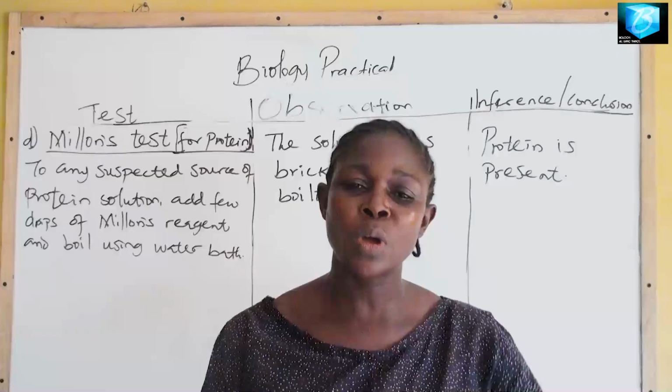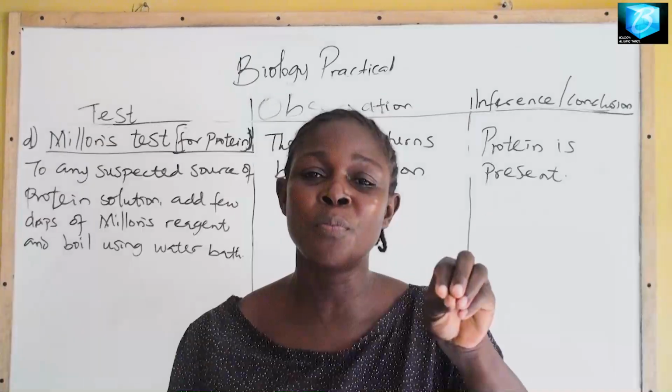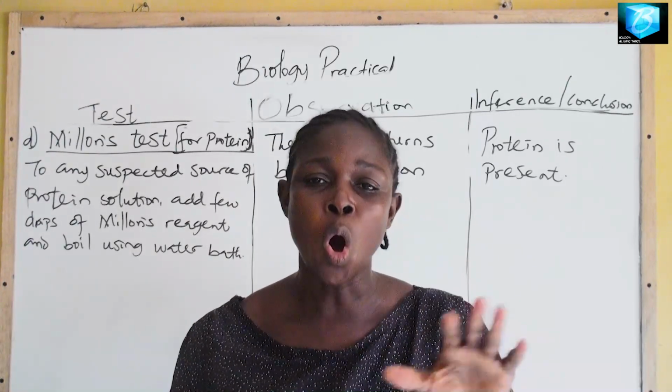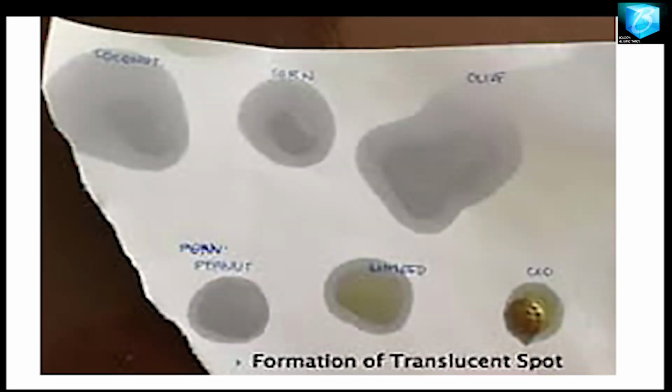What you need to do is to apply a few drops of vegetable oil or any source of oil. It can be butter, it can be margarine, maybe you are asked to rub meat, boiled meat, on white paper. What you're going to do thereafter is to view the paper against a source of light. You can just raise it up and view against the sun.